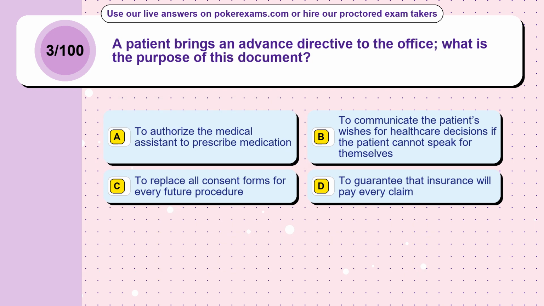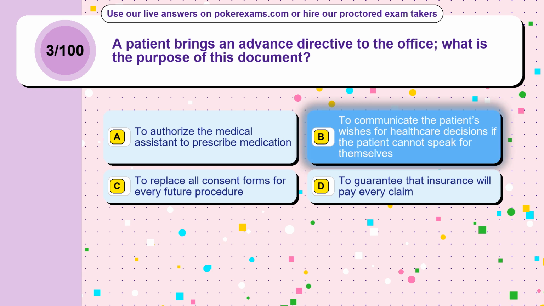Question 3. A patient brings an advance directive to the office. What is the purpose of this document? Option A. To authorize the medical assistant to prescribe medication. Option B. To communicate the patient's wishes for healthcare decisions if the patient cannot speak for themselves. Option C. To replace all consent forms for every future procedure. Option D. To guarantee that insurance will pay every claim.